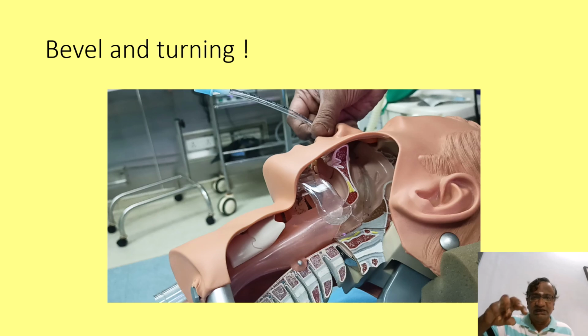Okay? This is how the bevel turns. When the tube turns, it overcomes and comes to the front, not to the back. This is how the turning of the tube is very important in pushing the tube anteriorly if it goes posterior.